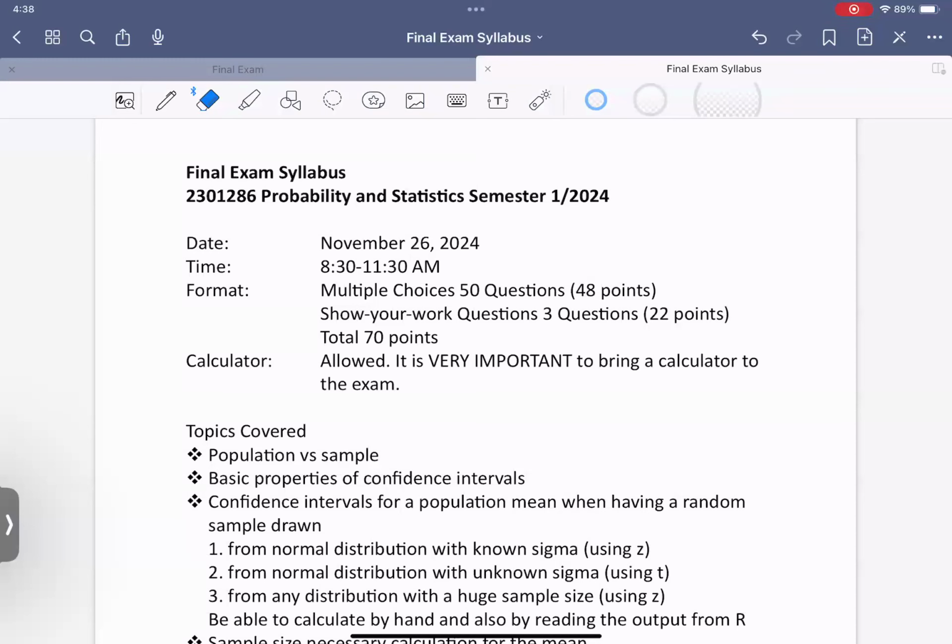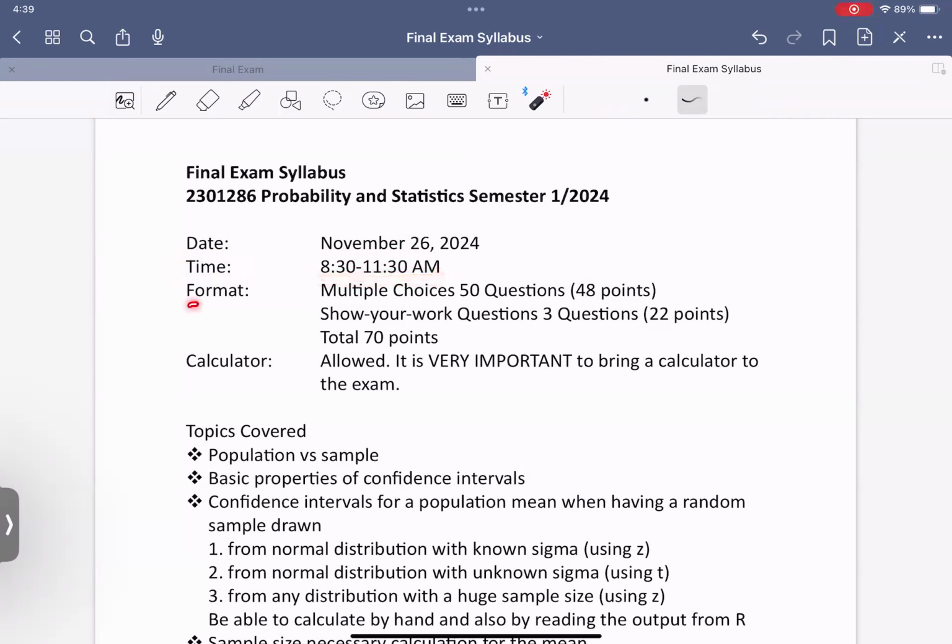Okay, let's go. So the date of the final exam. As all of you know, the date of the final exam is next week. It's Tuesday, November 26th. And the time of the exam, it's going to be the morning time. Okay. From 8:30 to 11:30 a.m.